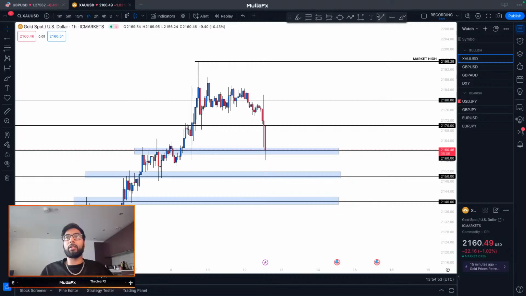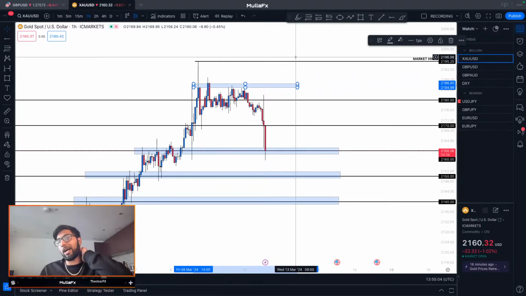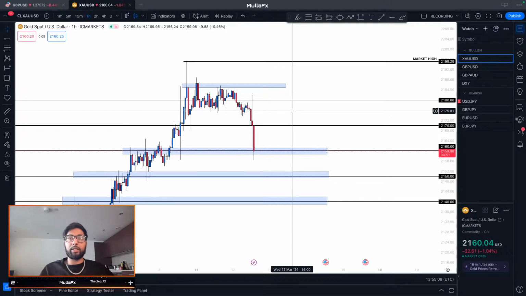If price breaks, let's say, this kind of structure right here, right? Price breaks this kind of structure right here, then most likely we would see market high getting touched, right? So that would be an area that I'll look at. Just breaking down the areas.